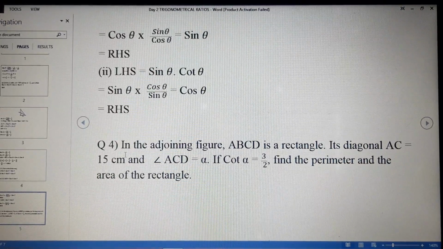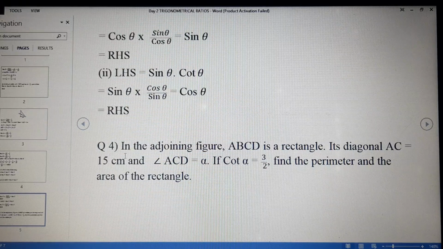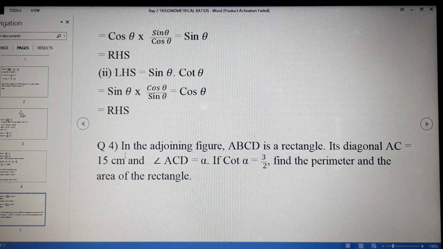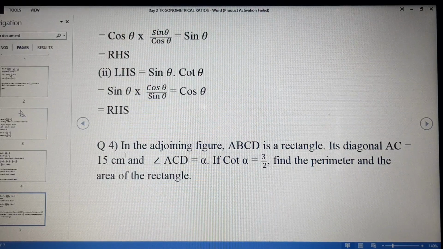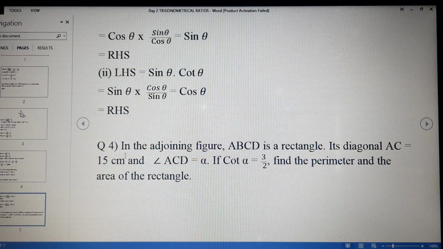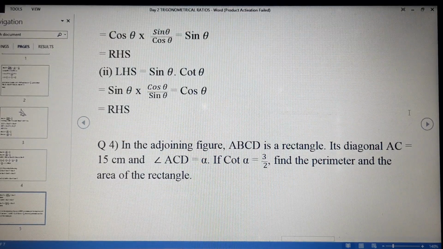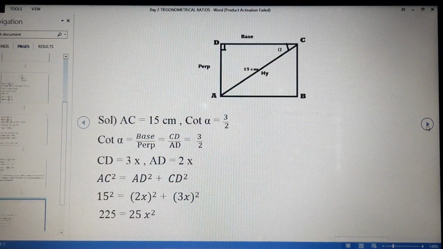So question number 4 says that ABCD is a rectangle in which diagonal AC is 15 centimeter and angle ACD is given as alpha. If cot alpha is equal to 3 upon 2, then we are supposed to find out the perimeter of the rectangle and the area of the rectangle. Clear? So how are we going to do it?